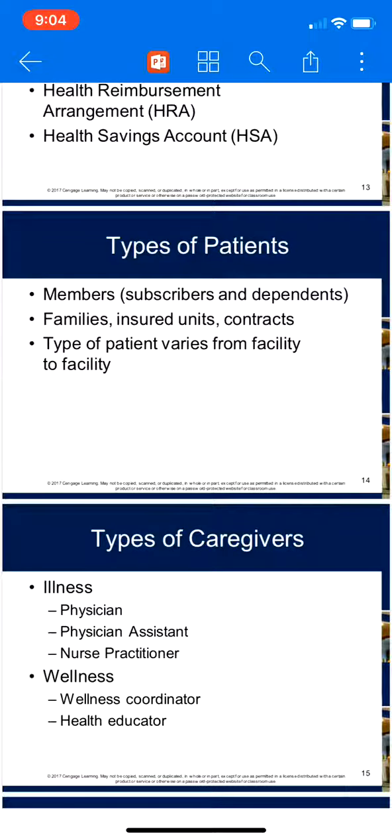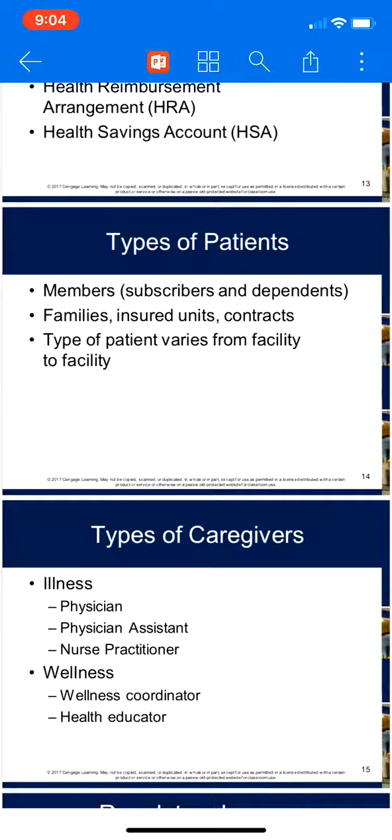Families or insured units also are referred to as contracts because the primary recipient makes the insurance decision for the entire family. If the subscriber of the insurance makes the decision to change managed care plans, the contract is lost to another managed care organization. Managed care organizations also refer to the number of individuals holding coverage with their company as the number of covered lives. All right, so let's talk about our types of caregivers.